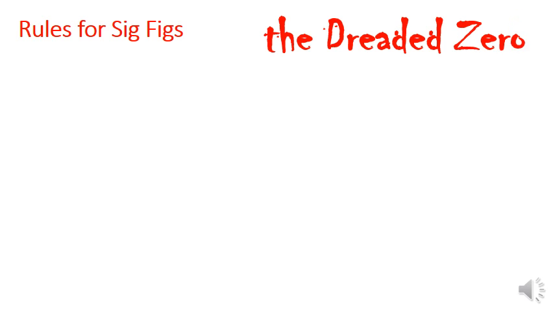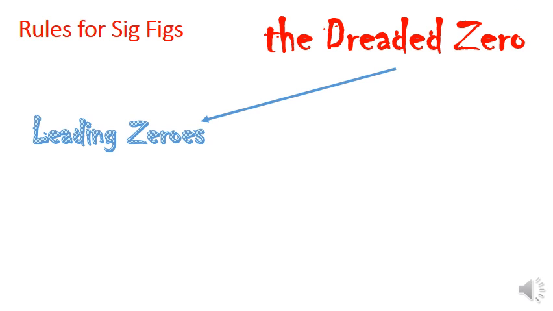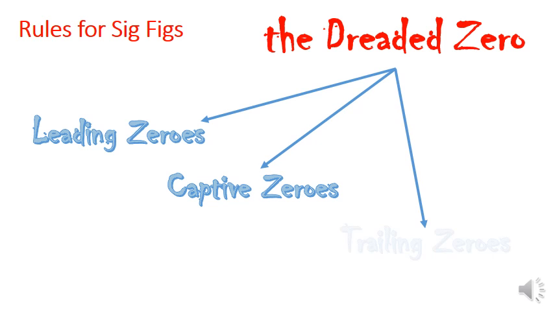Yeah, sig figs, absolutely easy, right up until you get to, that's right, the dreaded 0. There are 3 different rules governing zeros, and they trip students up all the time, so pay attention. We have 3 classifications of zeros. We have leading zeros, captive zeros, and trailing zeros.